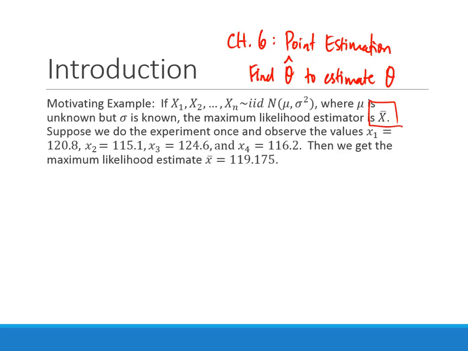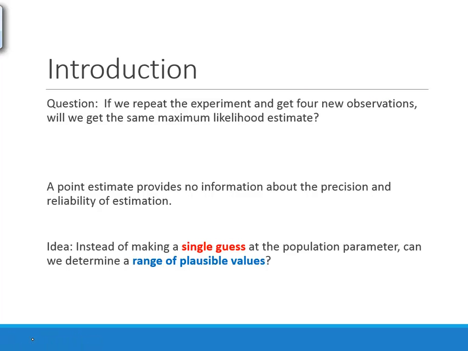Now suppose that I actually do an experiment, and I have n equals 4. So I collect 4 data observations, and there are those observations. The maximum likelihood estimate I get there is the average of those 4 numbers, 119.175. Okay, so conceptually, that's my experiment.